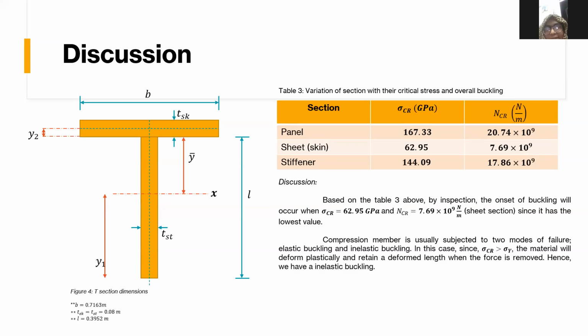A compression member is usually subjected to two modes of failure: elastic buckling and inelastic buckling. In our case, the critical stress is greater than the yield stress, and that's why our material deforms plastically and still retains the shape when the force is removed, and hence we have inelastic buckling. So let's move on to the recommendation.